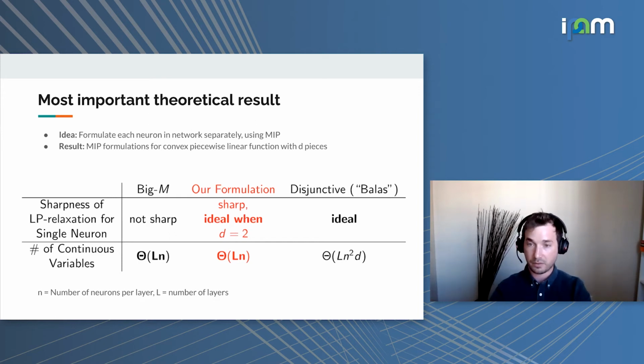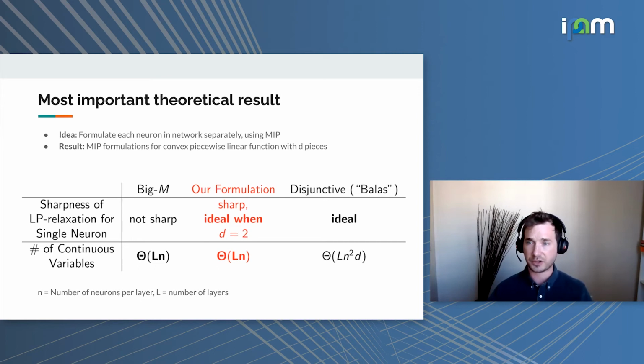Okay, and what we have here in this table are 3 approaches, 2 of kind of standard techniques and 1 in the middle, which is our new approach. So you can try to use the big M approach, which is kind of a standard technique for each neuron. And this is quite nice in the sense that the formulations are going to be small. Unfortunately, they're not strong, right? So they're not a sharp formulation.